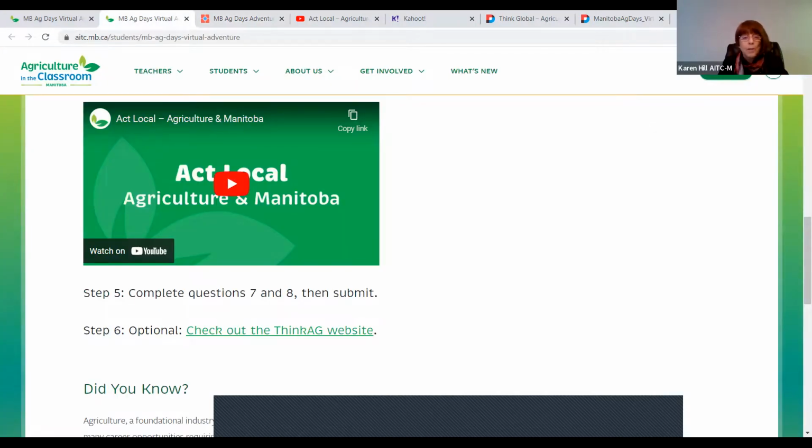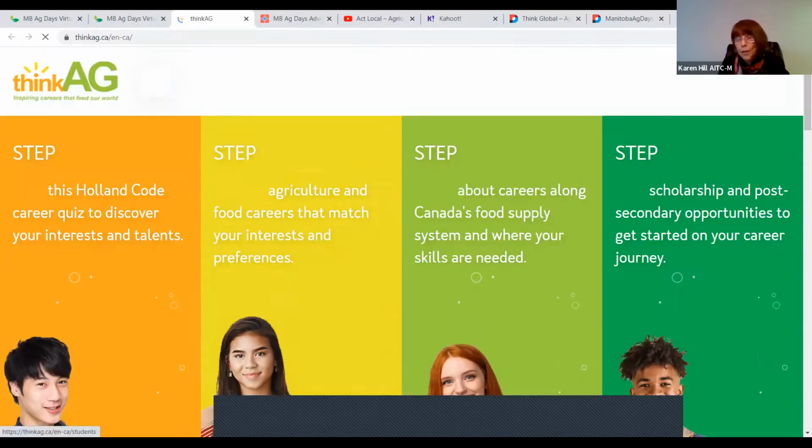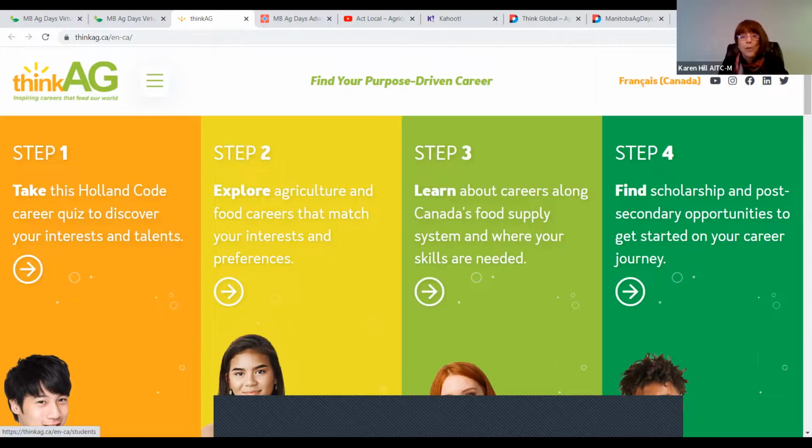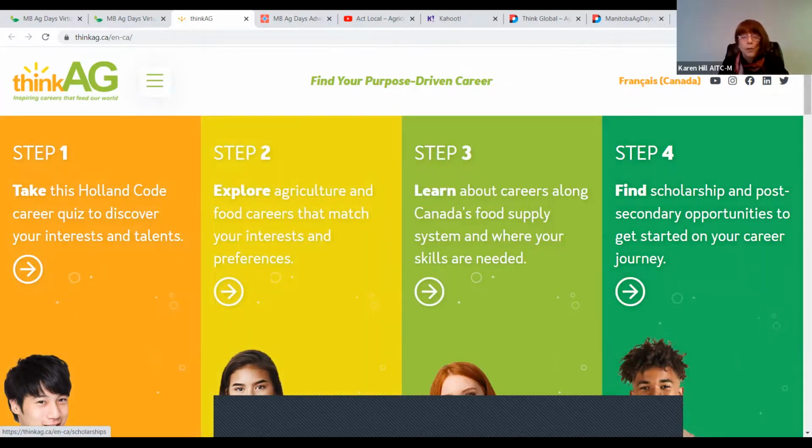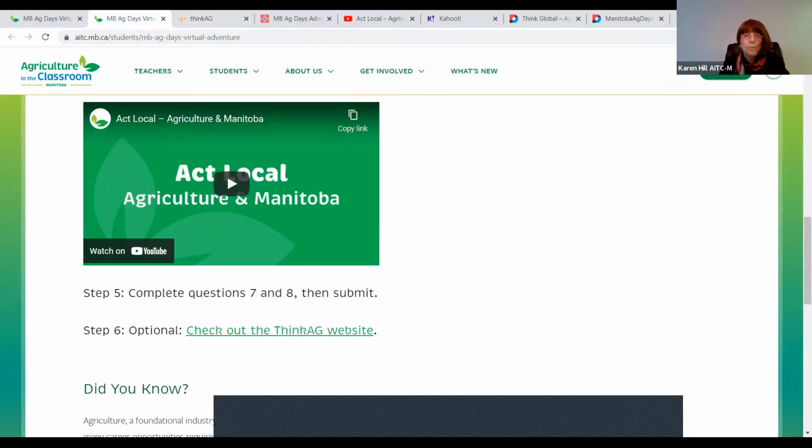And we have included, this is strictly optional, but there's a really good website that Agriculture in the Classroom Canada has put together that allows students to explore different agricultural degree jobs, depending on their interests. So there's that one there, but strictly optional if students wanted to.